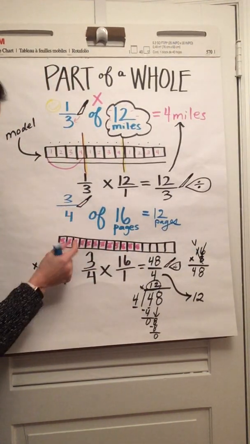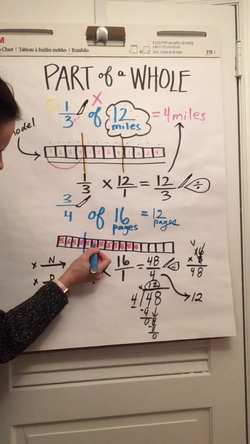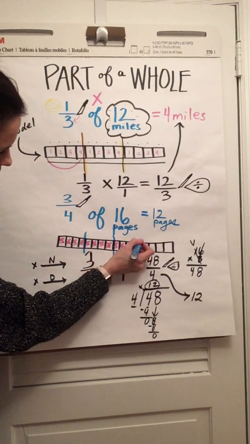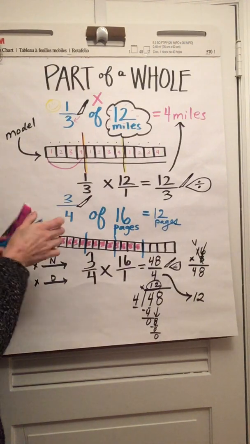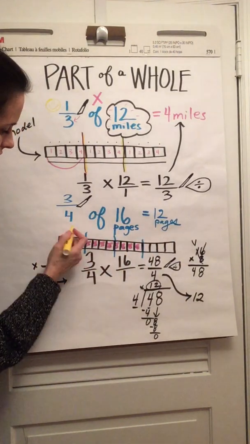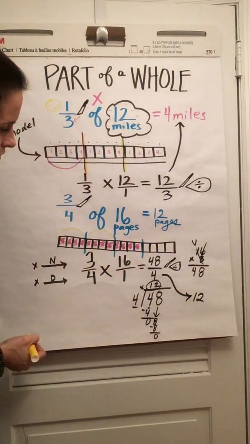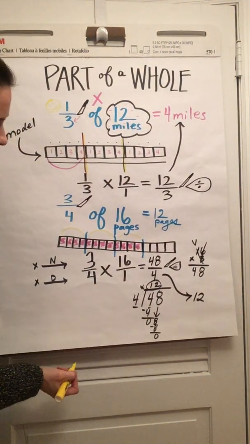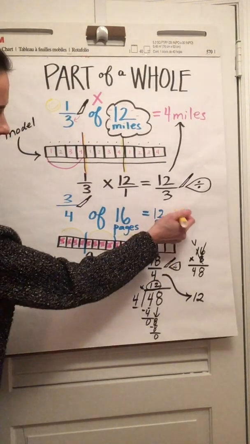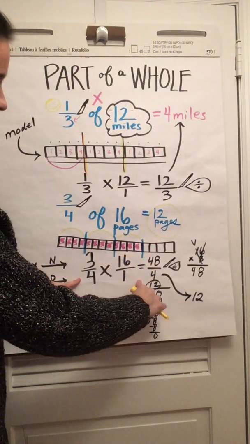So 1, 2, 3, 4. 1, 2, 3, 4. 1, 2, 3, 4. Guys, look what we just made. We figured out that out of 16 total pages, 1 part out of 4, 2 parts out of 4, 3 parts out of 4 is the same thing as 12 pages. Okay? So we did it with a model, but we also did it with the algorithm.